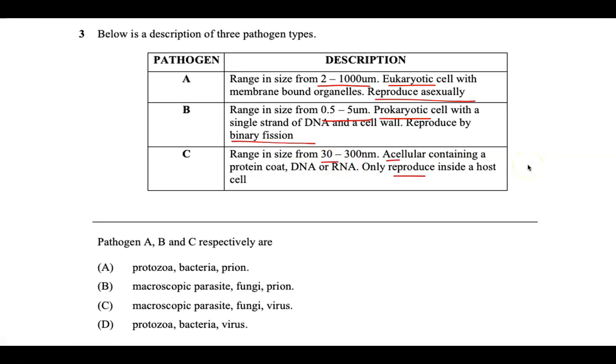Now again, key points here, very small. It's acellular, containing a protein coat. Now prions are protein diseases, or diseases of proteins, but they're not acellular. The protein coat is actually a protective thing that the virus has that protects it when it's outside of the host. And this is the other key one here, reproduce inside a host cell. That is very typical of a virus, which means our answer is going to be D.